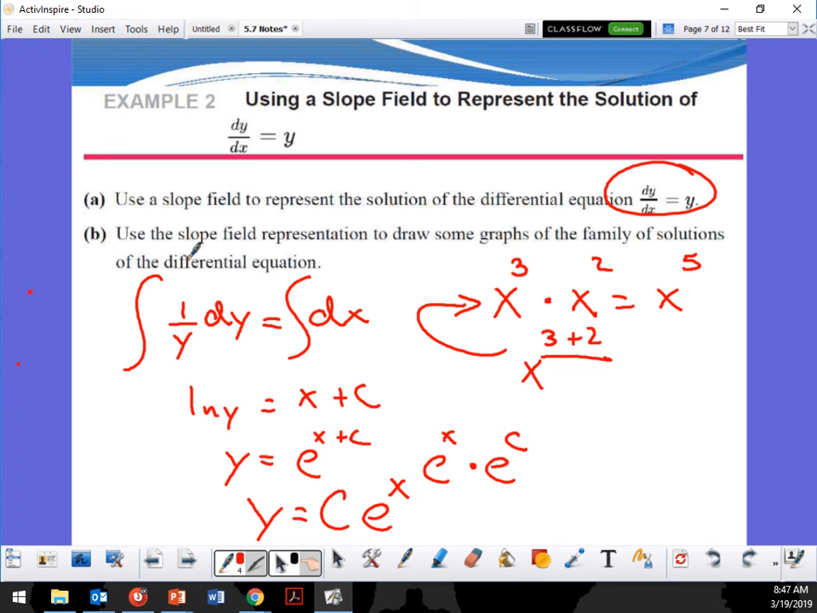So we have this right here. Use slope field, draw some graph, family of solutions for this one right here. So I'm going to show you guys how to graph this tomorrow. Not tomorrow, Thursday. By hand.